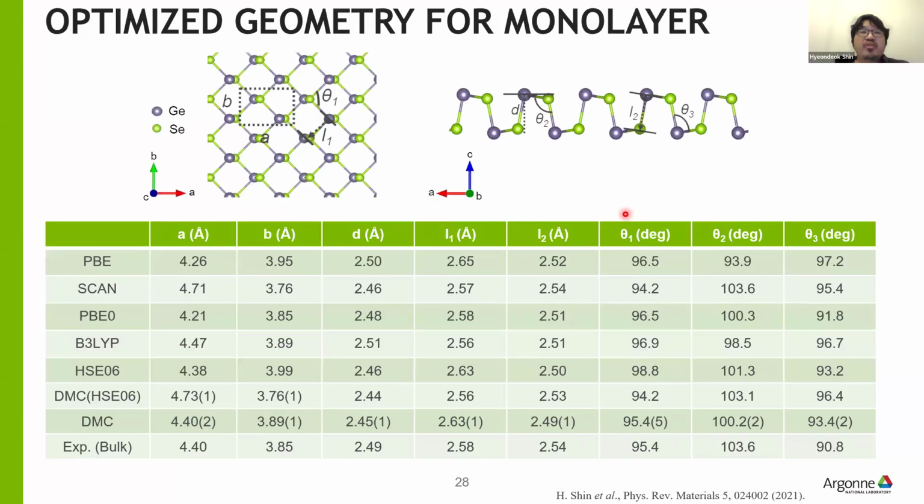So here is a full summary table of the optimized geometries for the monolayer structures, including DMC and PBE. We see that the optimized geometries from the surrogate Hessian are very consistent with the experimental values for the bulk system, which tells us that the structural property changes due to the van der Waals interactions are a bit weak in the germanium selenide system.